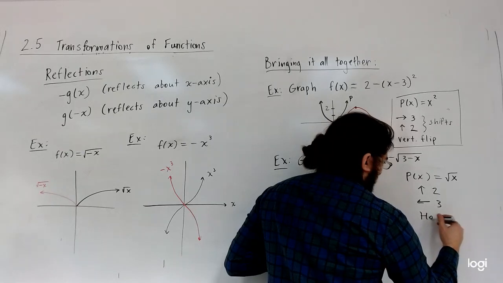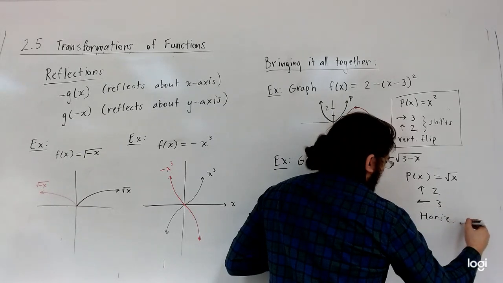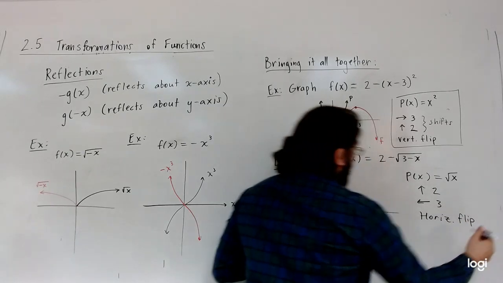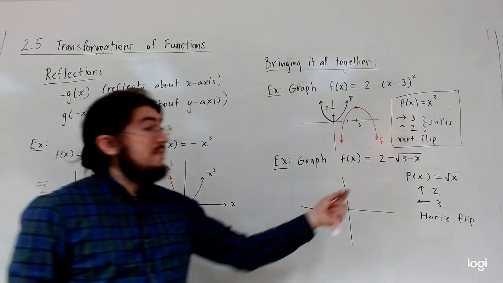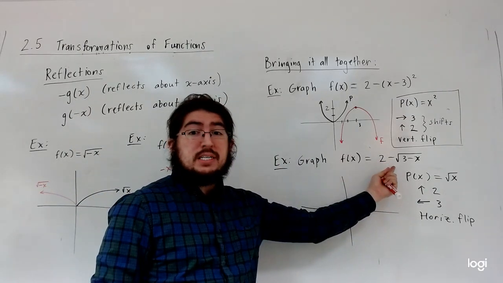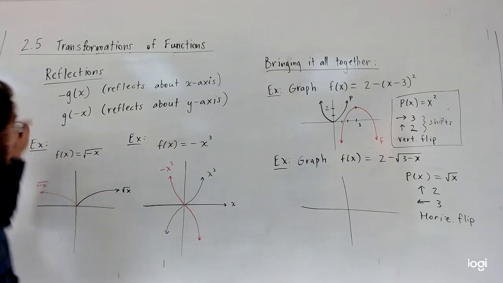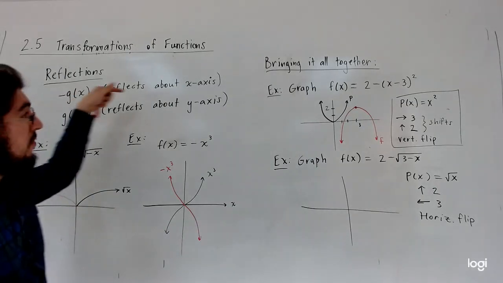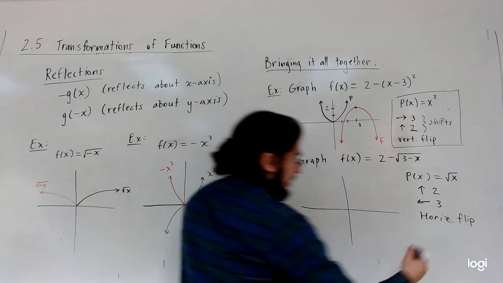Horizontal flip. And there is also a negative on the outside of the parent function. There's a negative on the outside of the radical. Negative on the outside is a reflection about the x-axis. So that's a vertical flip.